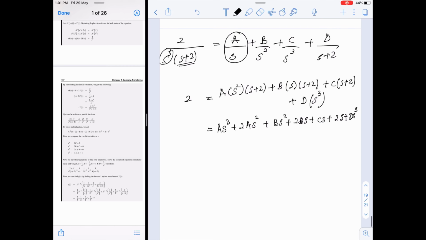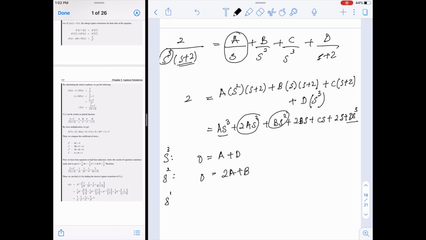By looking at this, you need to gather terms. Let's go for the highest power of s first. The highest power, s cubed, has no term on the left hand side, and on the right hand side we have A and D. What about s to the power of 2? You have power of 2 here and power of 2 over here, and there is also 0 on the left hand side. You will get 2A plus B.